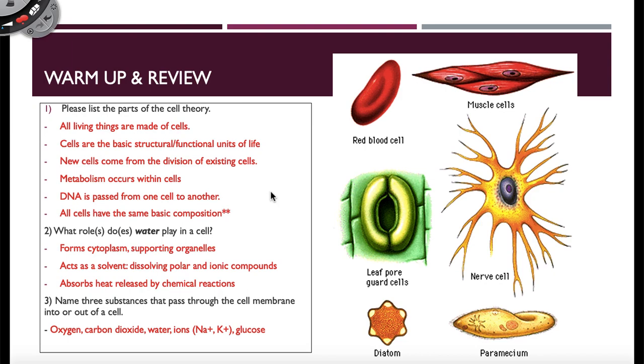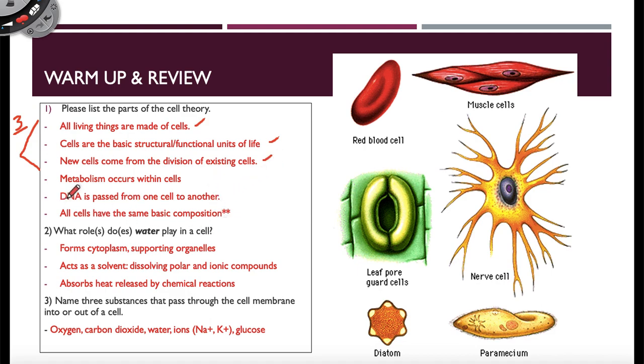Okay, so do you remember? I hope so. So, parts of the cell theory, if you remember, there are 3 main parts to the cell theory. All living things are made up of cells. Cells are the basic unit of life, and new cells come from the division of existing or pre-existing cells.